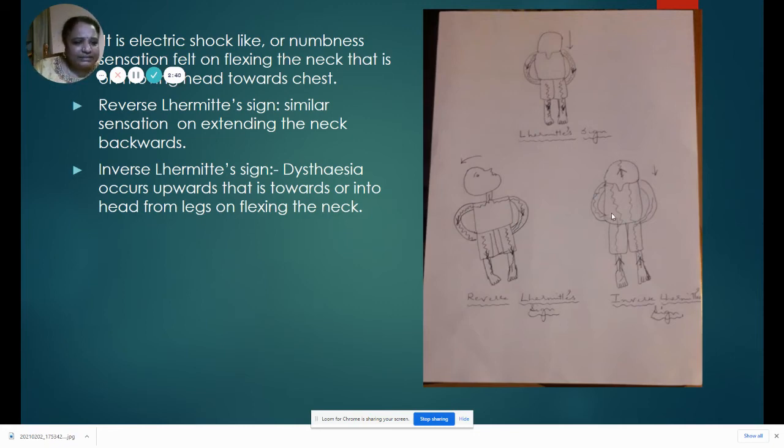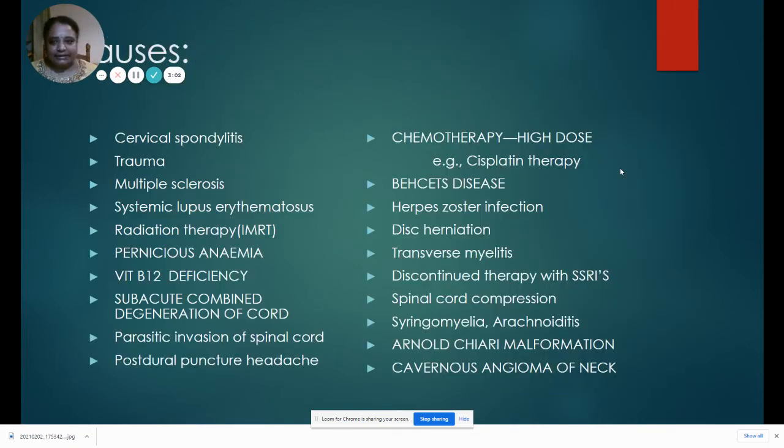In inverse Lhermitte sign, the dysesthesia will be moving upwards. On flexing the neck, as you see in Lhermitte sign when you move the head towards the chest, the sensation will be going from the lower part of the body into the upper part of the body and head. This is called inverse Lhermitte sign.